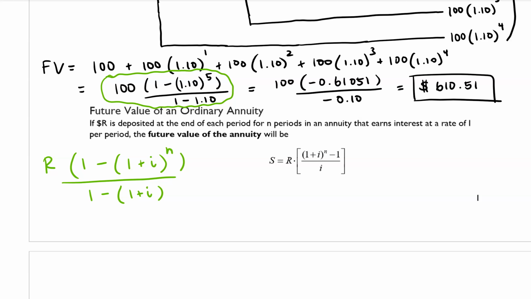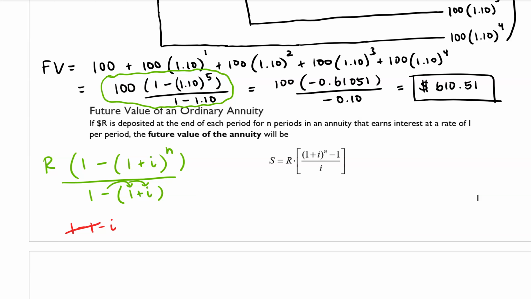But we can actually simplify this. So if I distribute the negative sign here, then our new denominator would be 1 minus 1 minus I. And so the ones would disappear. And so in the bottom, we would just be left with negative I.